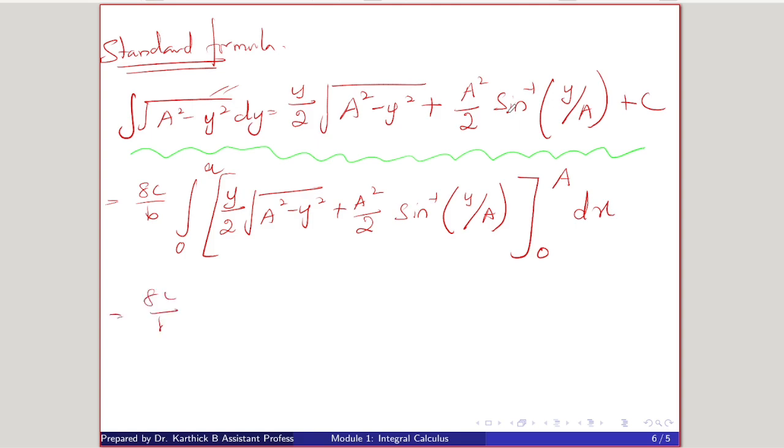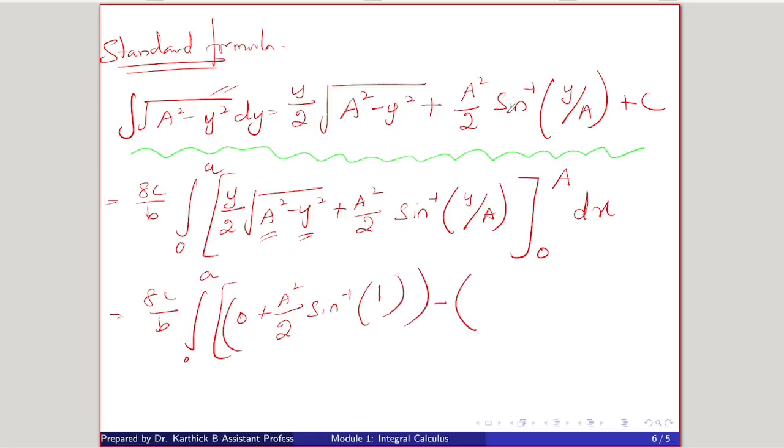So on the next step, 0 to a, if I apply the upper limit, simply you just see in the place of y I have to apply the upper limit. A square minus a square becomes 0. Then here the remaining a square by 2 will be there, sine inverse of a by a becomes 1. So the upper limit is over. Then go for the lower limit. If I substitute y equal to 0, this whole term becomes 0, and sine inverse of 0 will be 0. So the lower limit values will be 0 again.